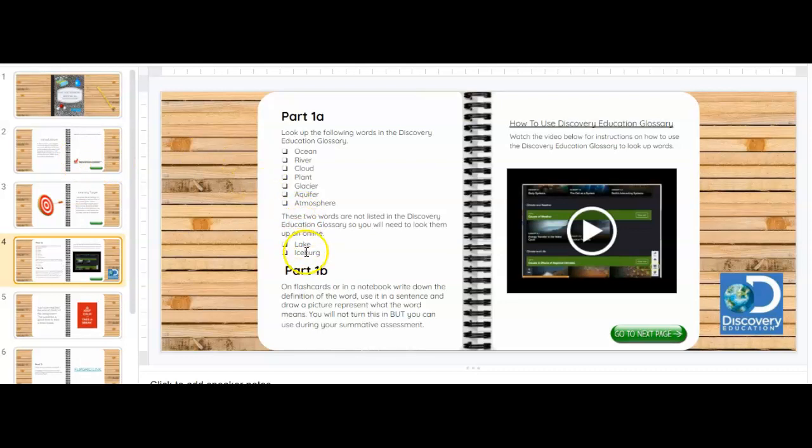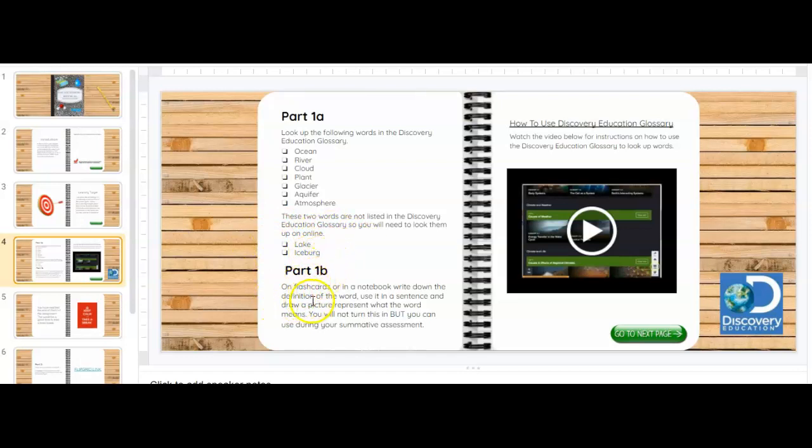There are 2 other words that I want you to know. They are not in the Discovery Education glossary, so you're going to need to be creative and look them up online. I bet if you look up an online dictionary, or just Google the word lake and iceberg, you can get a definition for those words.